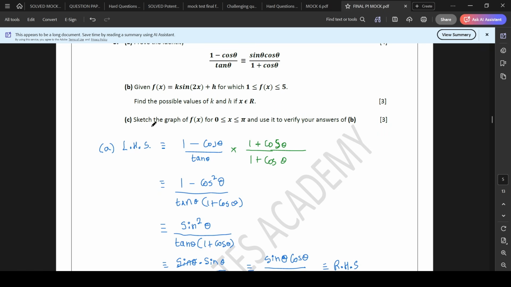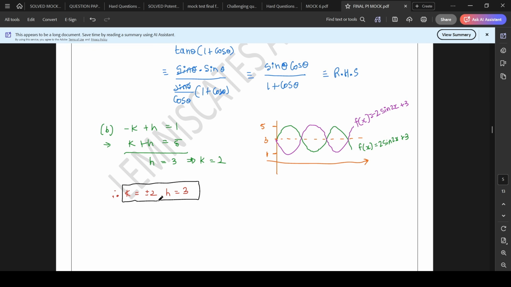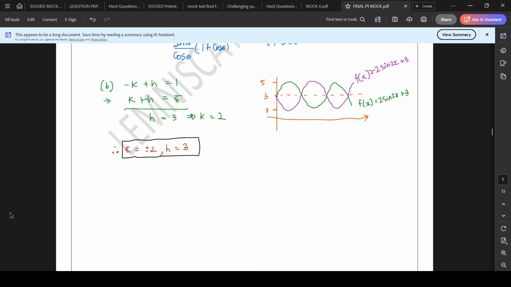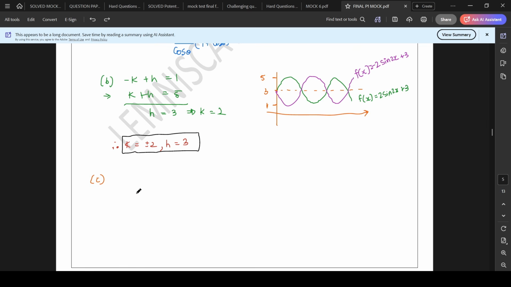Now we are going to go for part C. The part is to verify what we have done over here for the domain 0 to pi. So of course we have drawn a rough graph over here. Let me draw a final graph for part C. 0 to pi is the domain. Please note that this 2x means in between 0 to 2 pi, there will be two complete waves. So in between 0 to pi, how many waves will be there? Only one wave. So I'll need to keep that in mind.